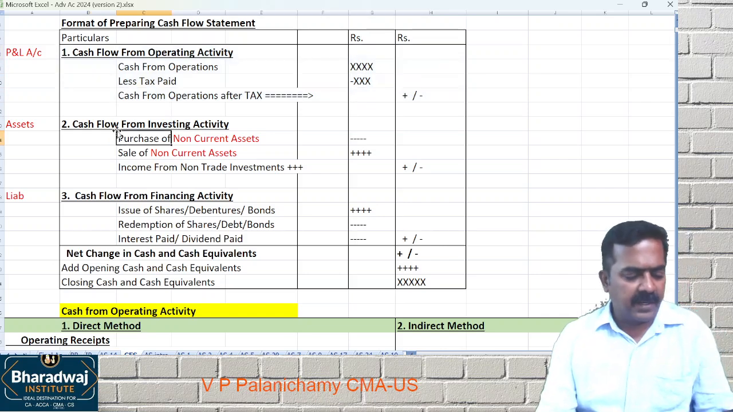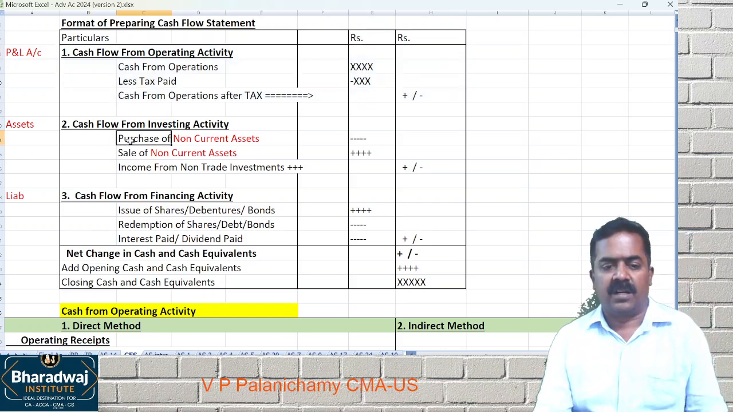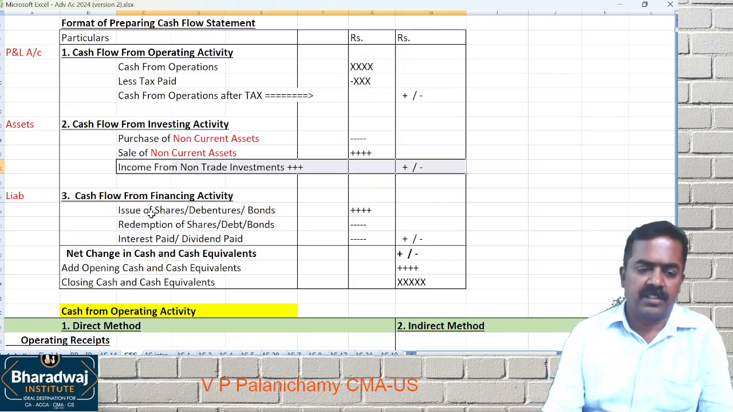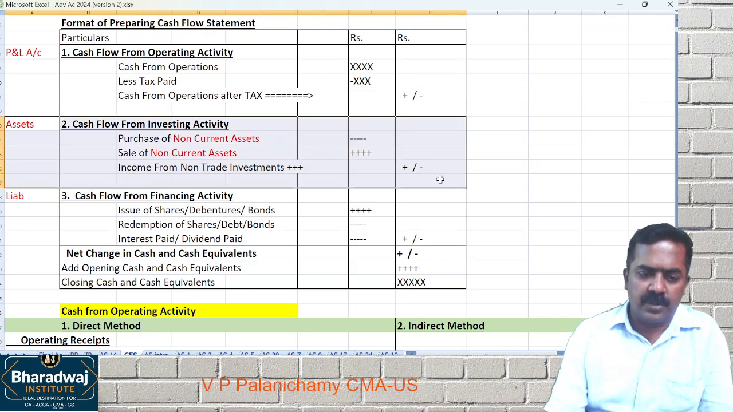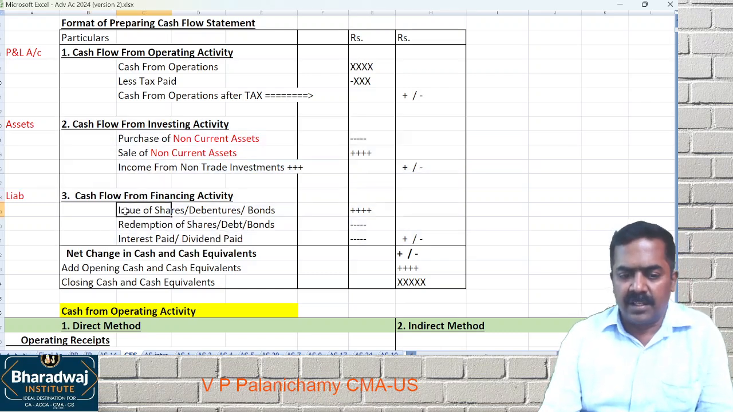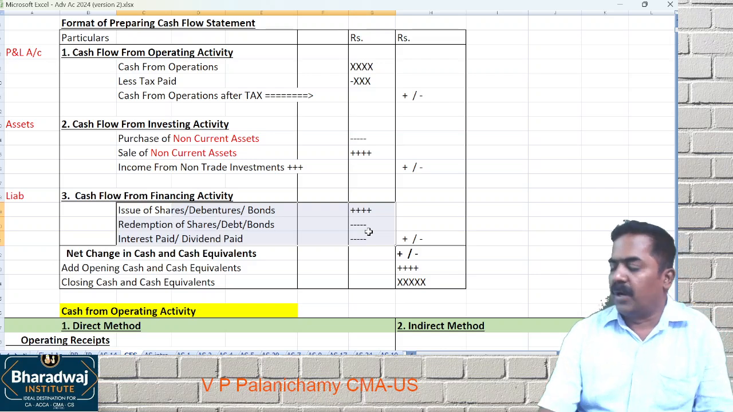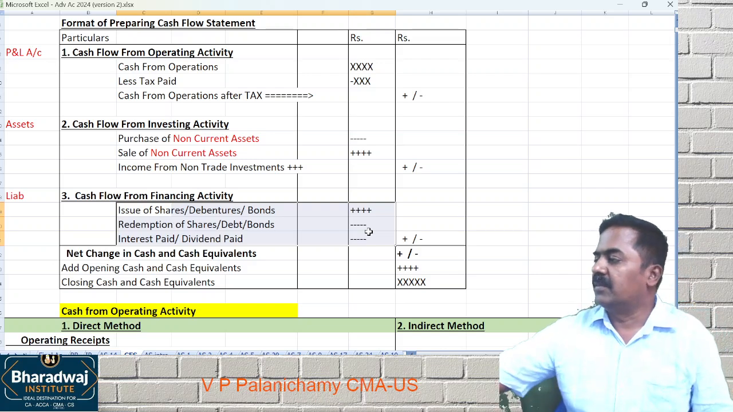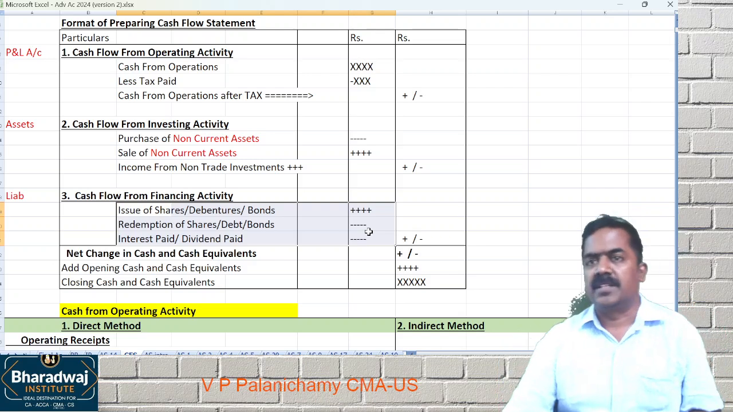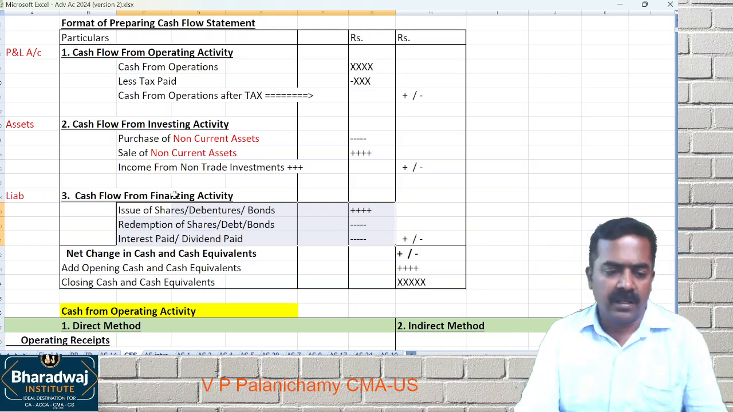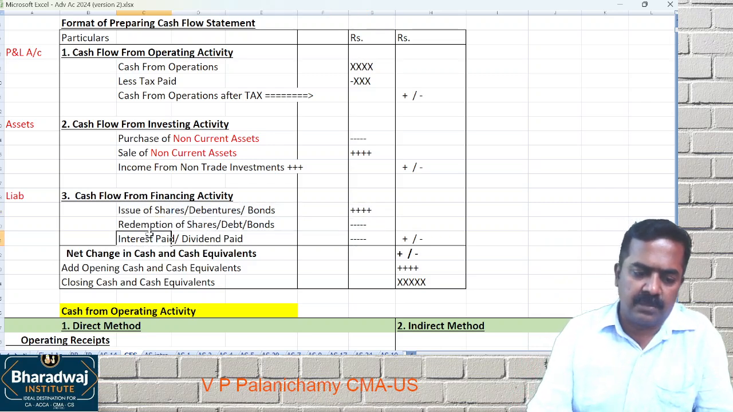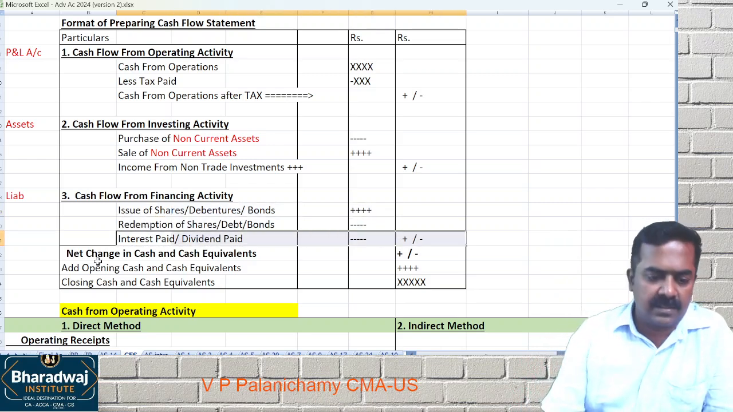Investment activity represents purchase of non-current assets and which one? Sale of non-current assets. Income from non-trade investments we consider. That is for which one? Investment activity. Cash from financing activity is related with long-term funds, that is raised or repaid, which may be issue of shares, debentures or bonds, redemption of shares, debentures or bonds, interest and dividend paid, we take it.